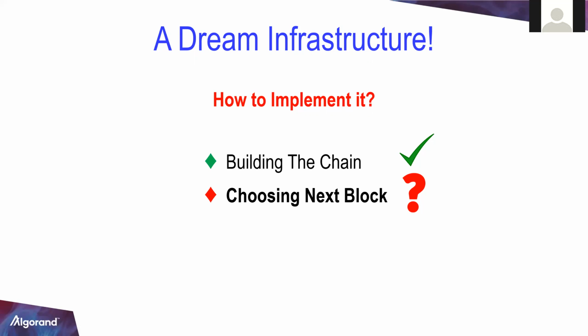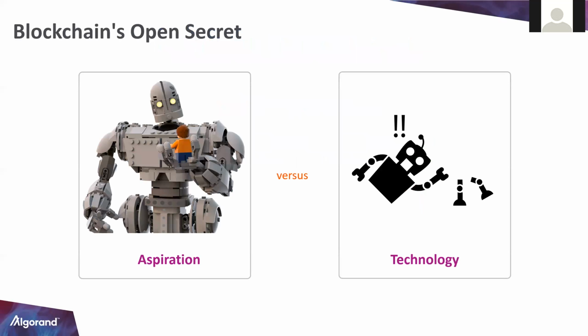The real difficulty is how to choose the next block. Who is responsible for choosing the next block? And how do people reach consensus about what the next block should be? Now, there are many proposals and solutions. If you look at the internet, probably there are 2,000 blockchain projects claiming they are working in this domain.